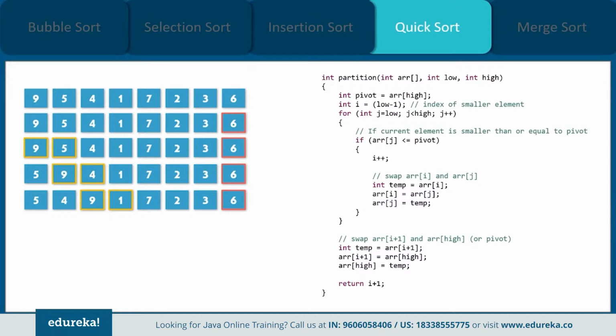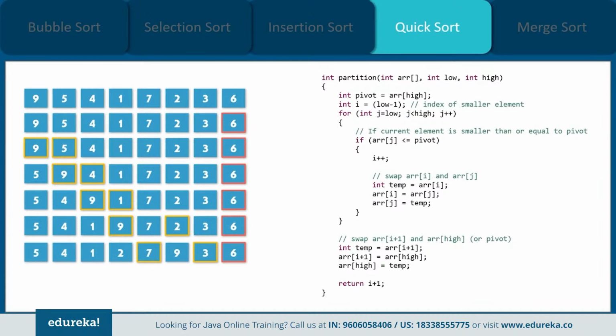Now again 6 and 1 are compared, and we see that 1 is less, so you swap again. But 7 is greater, so you don't swap. But 2, which we know is lesser. So what we're going to do is swap 2 with the 9. So on and so forth.